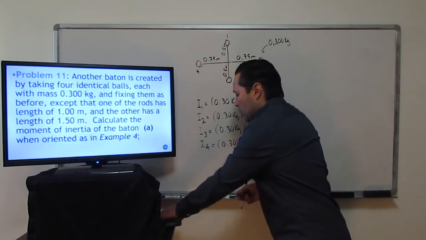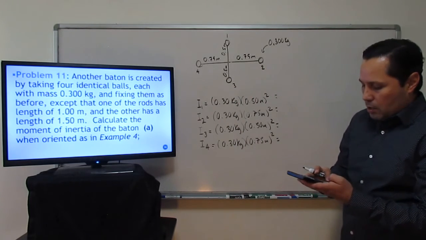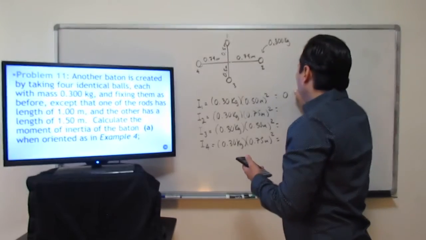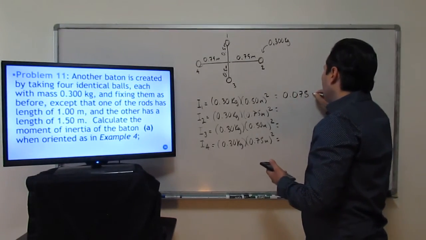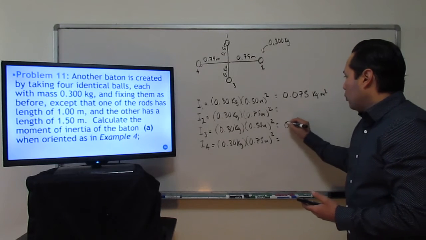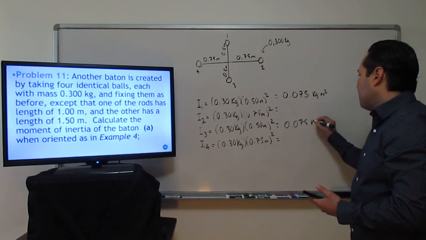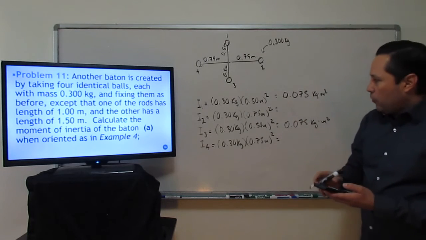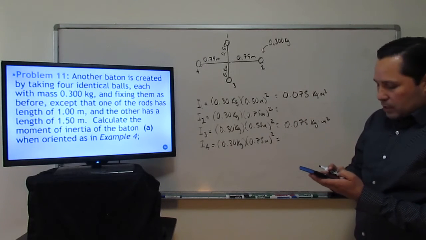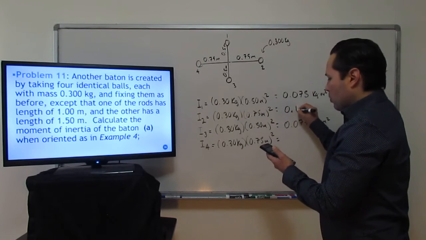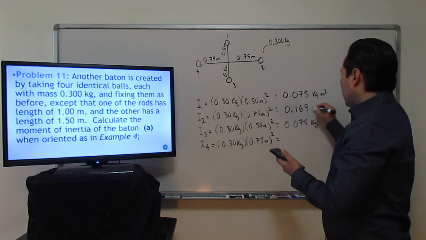All right, from there we go ahead and put it into the calculator. So it's going to be 0.3 times 0.5 squared. It's going to give us 0.075 kilograms times meter squared. Same for number 3. Now for number 2 and number 4, it's going to be 0.3 multiplied times 0.75 squared. I'm going to round it off slightly, 0.169.